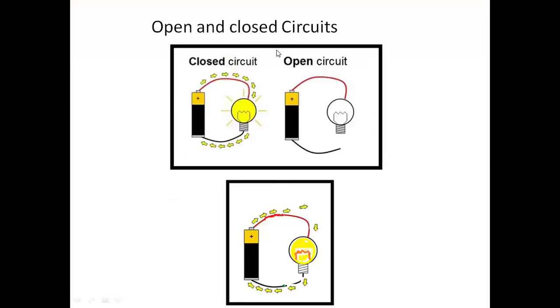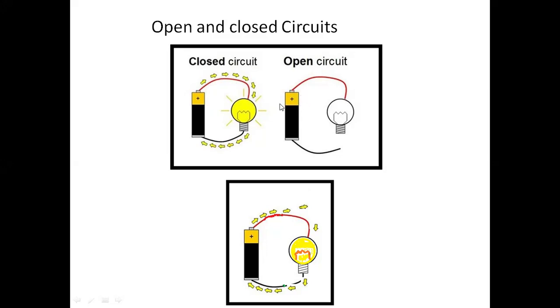Now, open and close circuit. In the first circuit shown here, through which the current is flowing, the path is complete and the bulb is on. It's lighting up. Current flows from the positive terminal of the battery towards the negative terminal of the battery. The arrows indicate the direction of flow of conventional current. So it is a closed circuit.